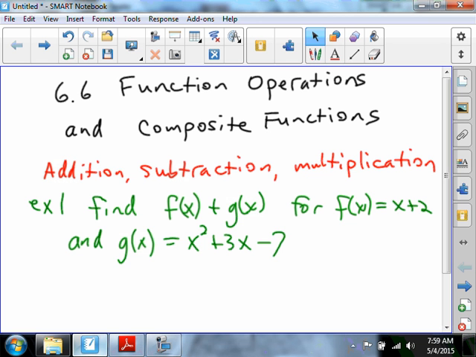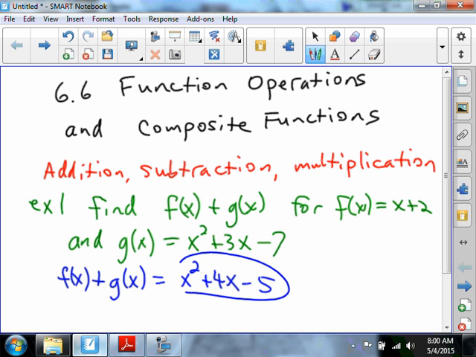What do we come up with here for f of x plus g of x? What is that equal to? Anybody think they got this one figured out? It's x squared plus how many x? Not plus 2x. Plus 4x, and then what? Minus 5. Okay, so that would be it. That's our answer right there.